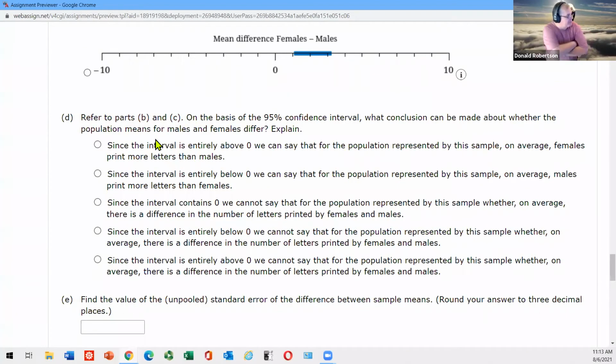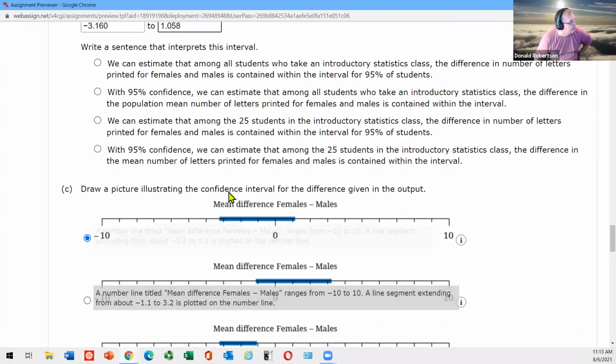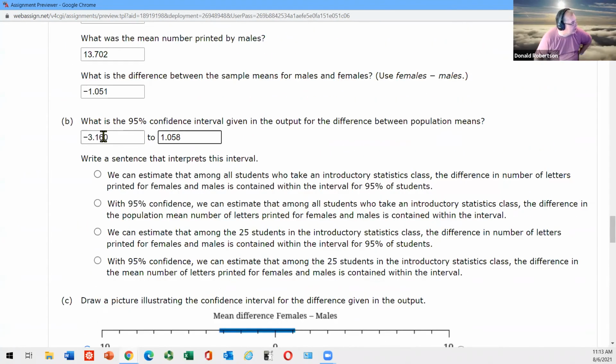Now, what can we tell from this 95% confidence interval? What conclusion can we draw? Well, do you notice that this interval goes from negative, all the way through 0, up to 1? Doesn't it contain 0? Yes.